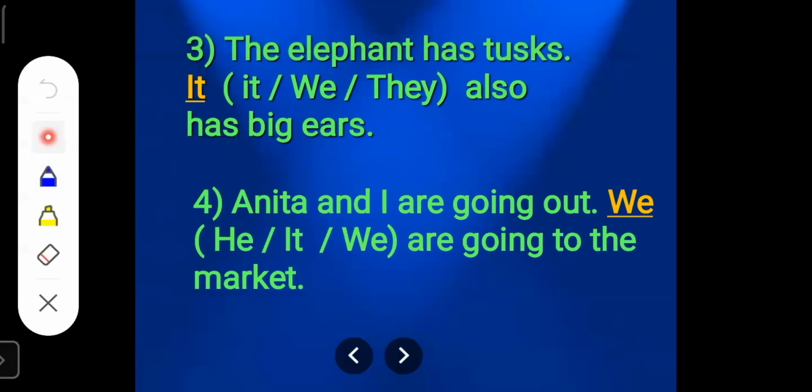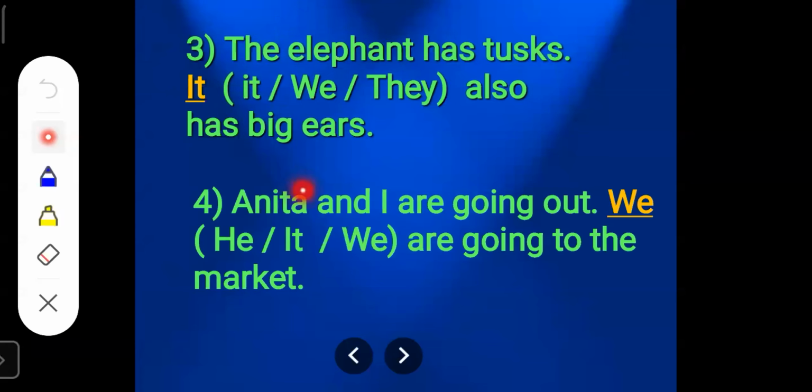The elephant has tusk. Dash. It, we, they also has big ears. Children, I just now said, when we are talking about an animal, we use the subject pronoun it. So elephant is the name of an animal. So we use the subject pronoun it. So we will choose the subject pronoun it and we will write in the blank it.